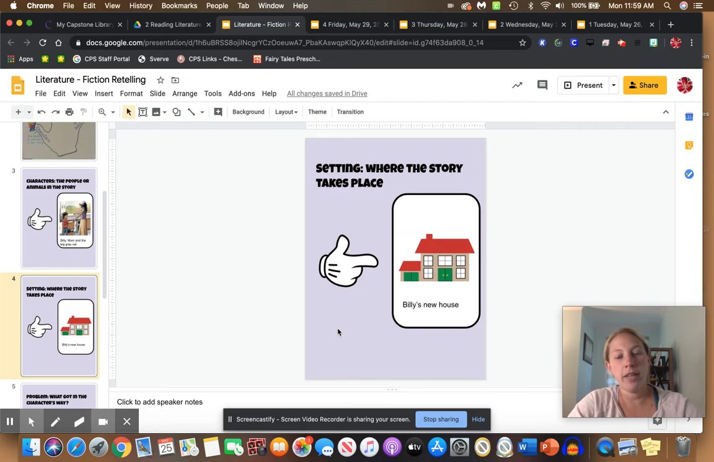Tomorrow, when we come back for reading, we're going to stick with the same story and we're going to add what happens at the beginning, middle, and end. But on your sheet, you're just going to be writing in what happens at the very end of the story. Off you go, readers.